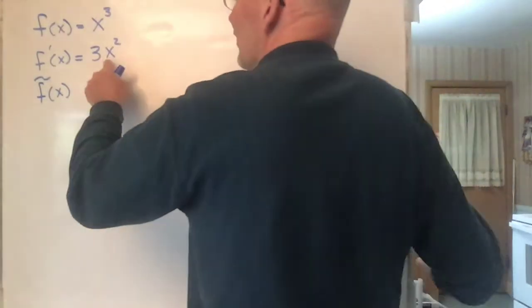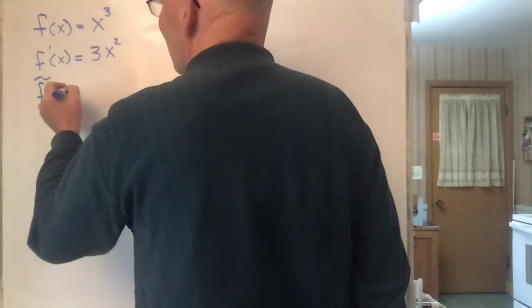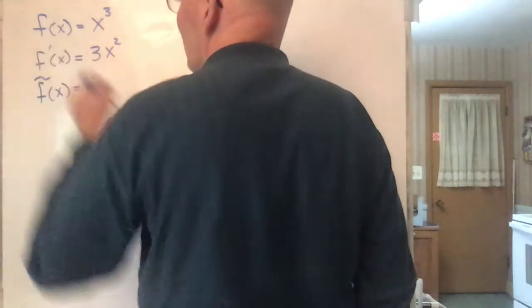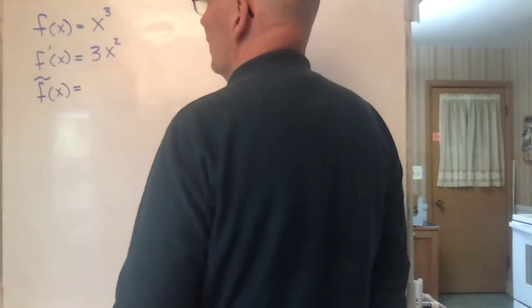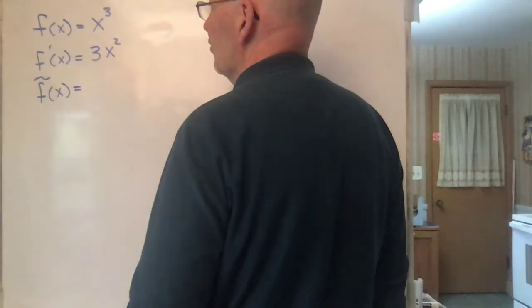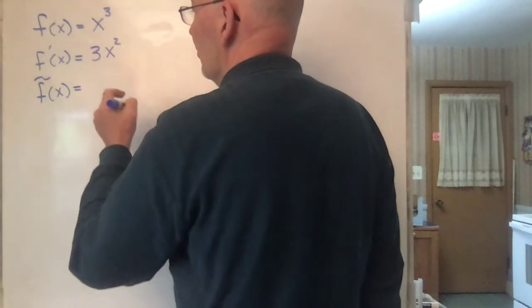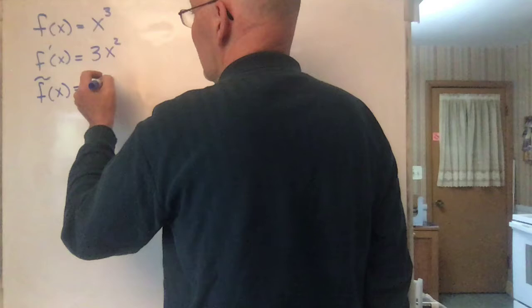The derivative is 3x squared. The antiderivative of f is, what is the function? What's the function whose derivative is x cubed? So you have to kind of think backwards.